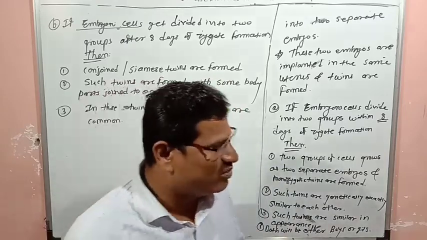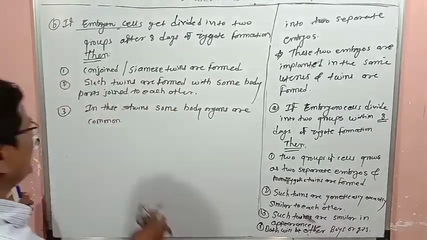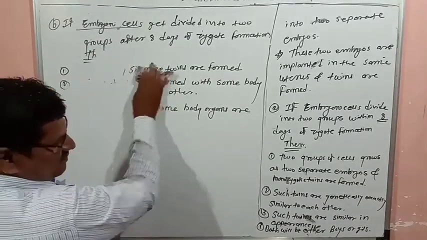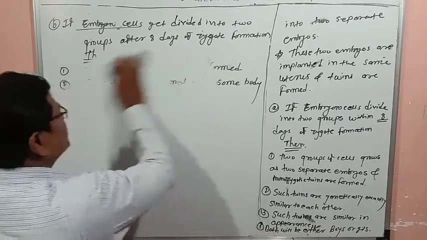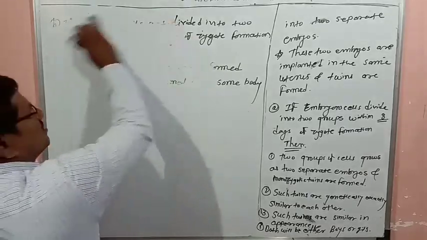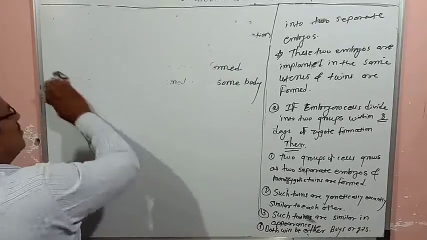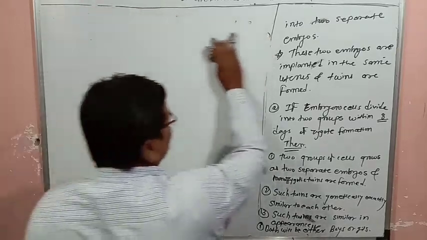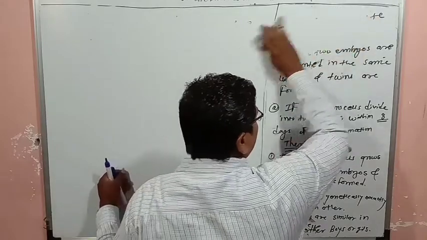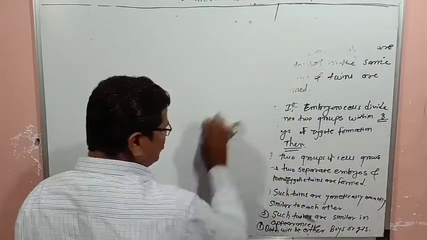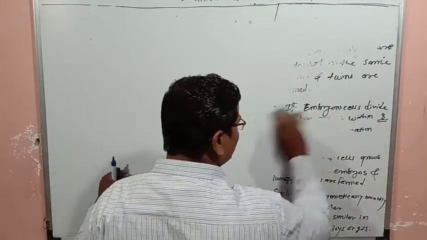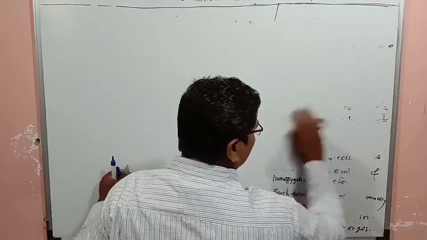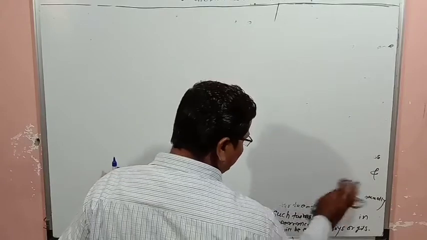So the next point we are going to study is the dizygotic twins. If a question is given that twins have the same gender, either boys or girls, then which type of twins are these? These are monozygotic twins.